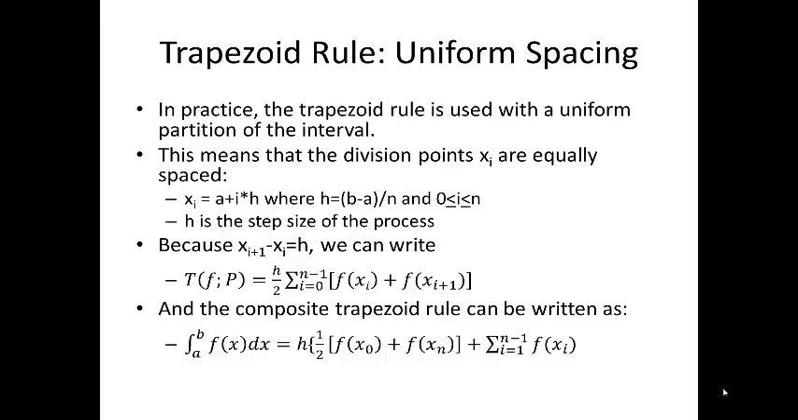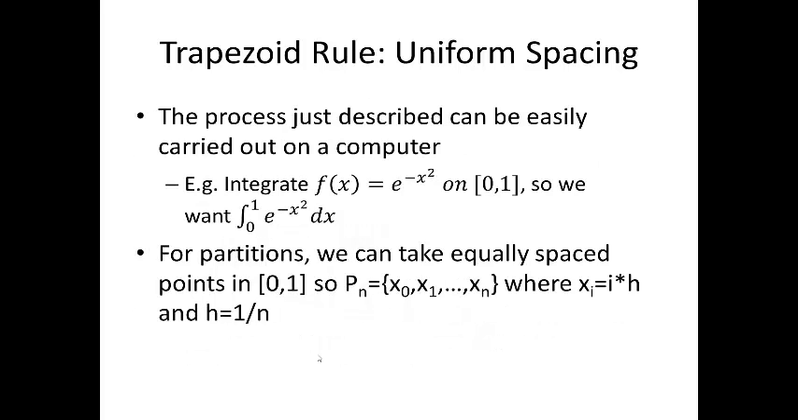Because x_{i+1} minus x_i is equal to h, we can therefore write the trapezoid rule of f over P as h divided by 2 times the sum, i equals 0 to n minus 1, of f(x_i) plus f(x_{i+1}). And the composite trapezoid rule can be written in this way. Here we've expanded the summation and we've gathered similar terms in the new summation. With uniform spacing, this can be carried out fairly easily on a computer.